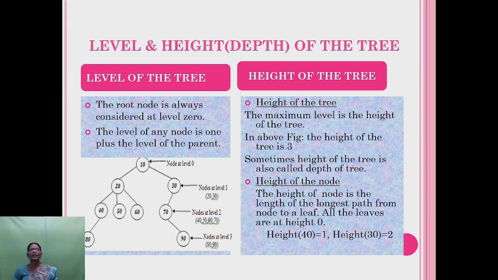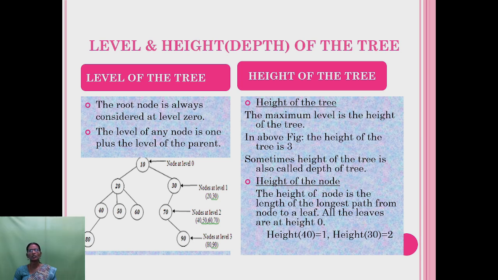Another thing is the level and the height or depth of the tree. Normally, what does the level of the tree mean? The root is always considered as level 0. The top root node is at level 0, followed by increments of 1. The level of any node is 1 plus the level of its parent. For example, 10, 20 and 30 are the first level. Then 40, 50, 60 and 70 are the next level, and 80 and 90 are the next level. So this way you write it. So this is the level.